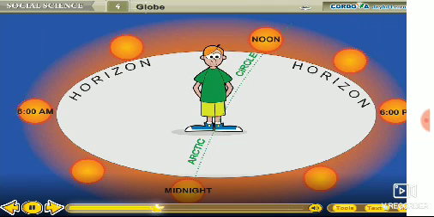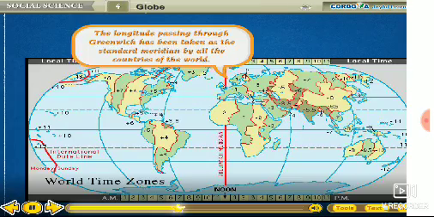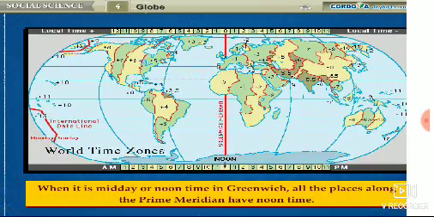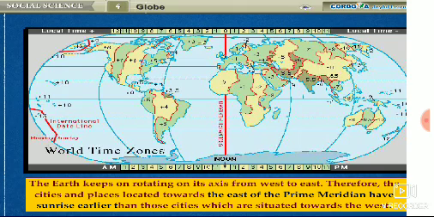When the sun shines exactly overhead or is at the highest point in the sky, it is midday or 12 noon at that meridian. The longitude passing through Greenwich has been taken as the standard meridian by all the countries of the world. When it is midday or noon time in Greenwich, all the places along the prime meridian have noon time. It also means that if any meridian is facing the sun, all the cities located on that meridian will have noon time. The earth keeps on rotating on its axis from west to east.